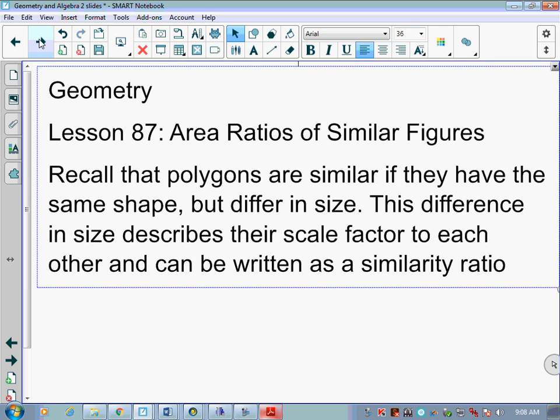When we get into lesson 87, this is about areas and ratios of similar figures. I feel like this is something that we've addressed earlier on in the year, and we talk about it again today and bring it back to you. Polygons are similar if they have the same shape but a different size. When we talk about similar figures, the side lengths are proportional, the angles are congruent, correct? When we start talking about corresponding sides and angles, sides are proportional, angles are congruent. So this difference in size describes their scale factor to each other and can be written as a similarity ratio.